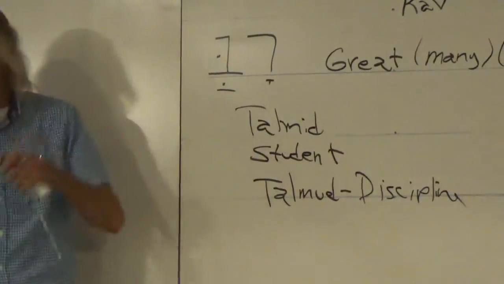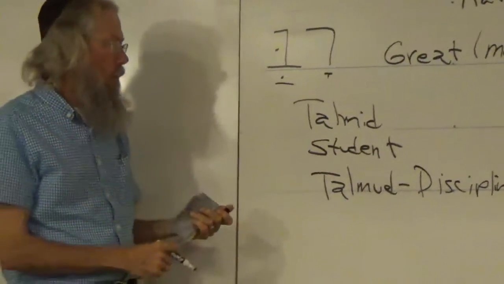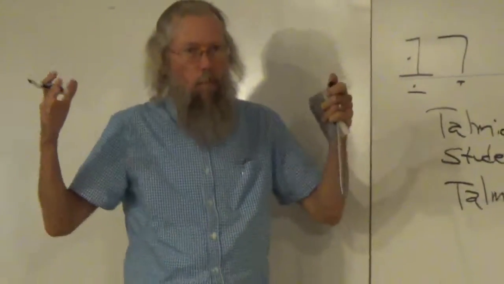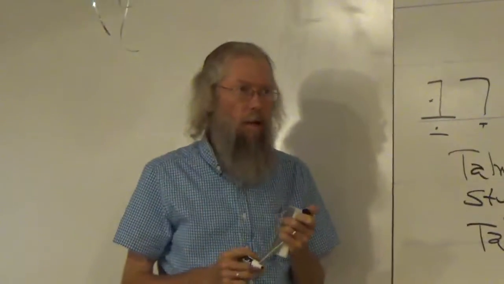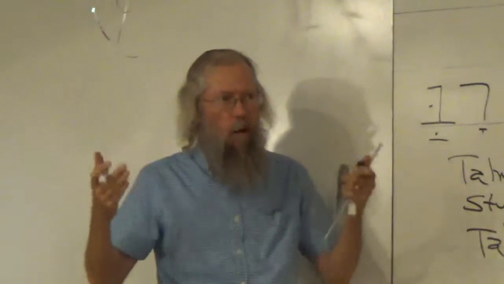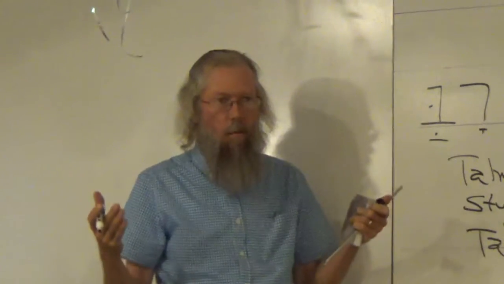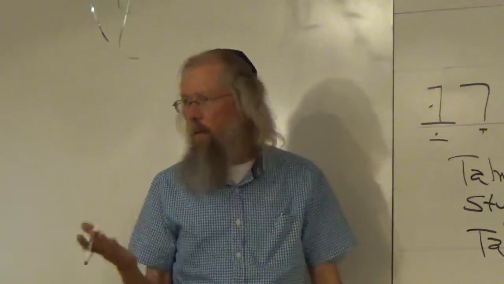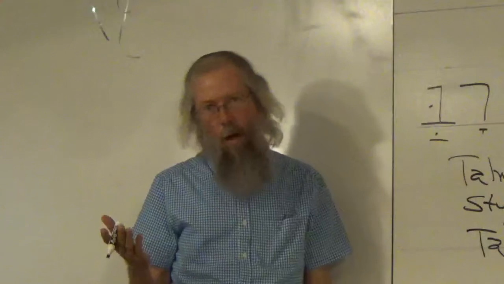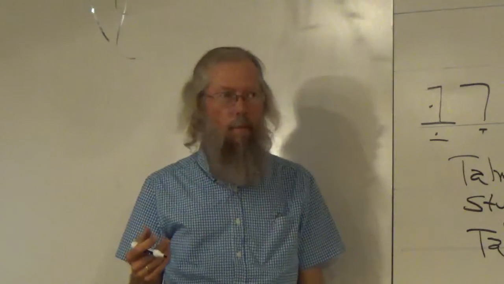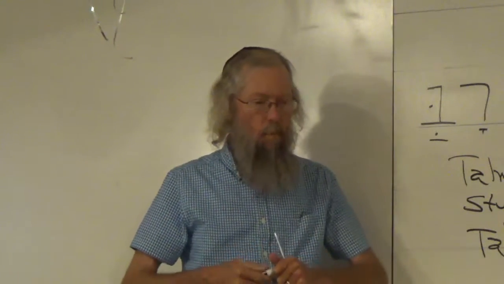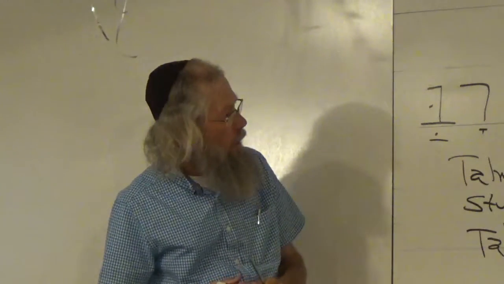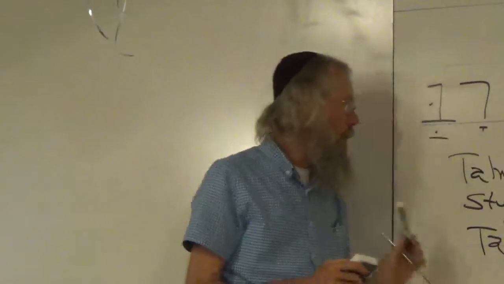Ravi was the head guy. He was the teacher. His followers were called Talmidim, not just with Yeshua, but with all people like this. The rabbi had his followers, his students. They were called Talmidim, and he gave them Talmud. He gave them discipline. He would teach them. We have one more. Everybody got this?